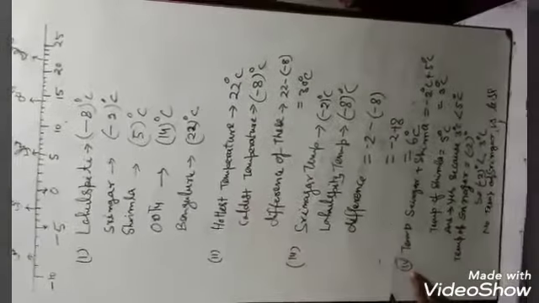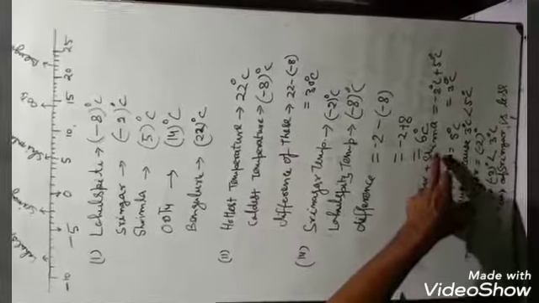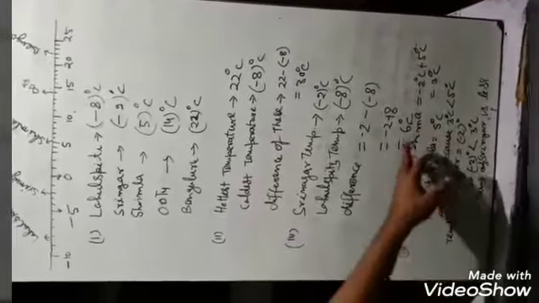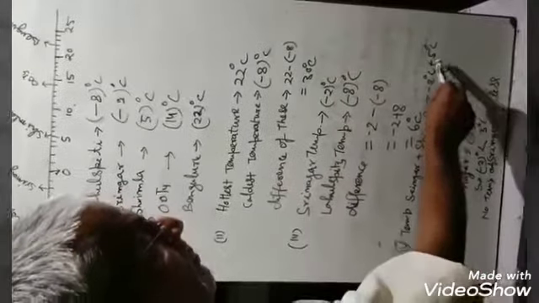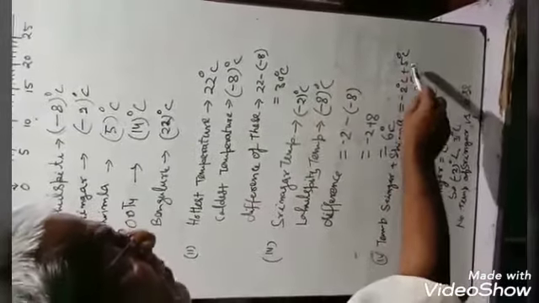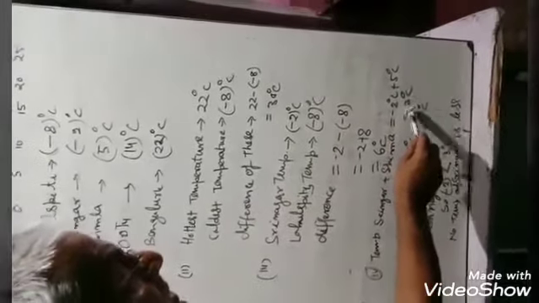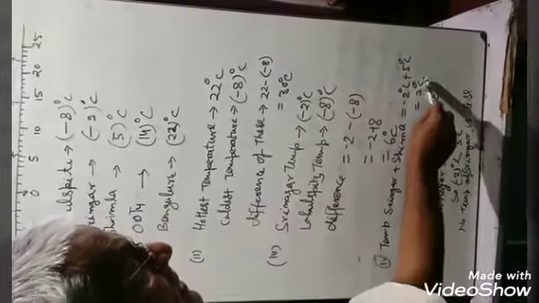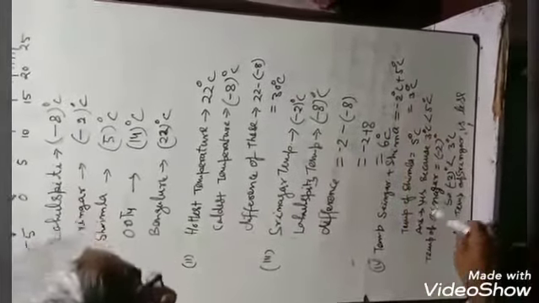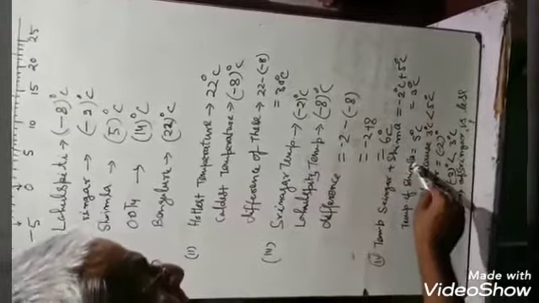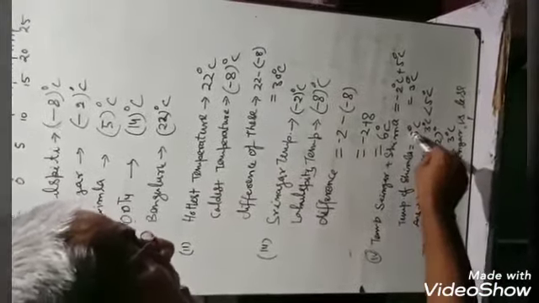The fourth part is temperature of Srinagar and Shimla. So both combined, taken together, the temperature will be minus 2 degrees centigrade plus 5 degrees centigrade. Here 5 degrees centigrade is greater than minus 2, so this value will be plus 3 degrees centigrade. 5 minus 2, that will be 3 degrees centigrade. The temperature of Shimla is 5 degrees centigrade.